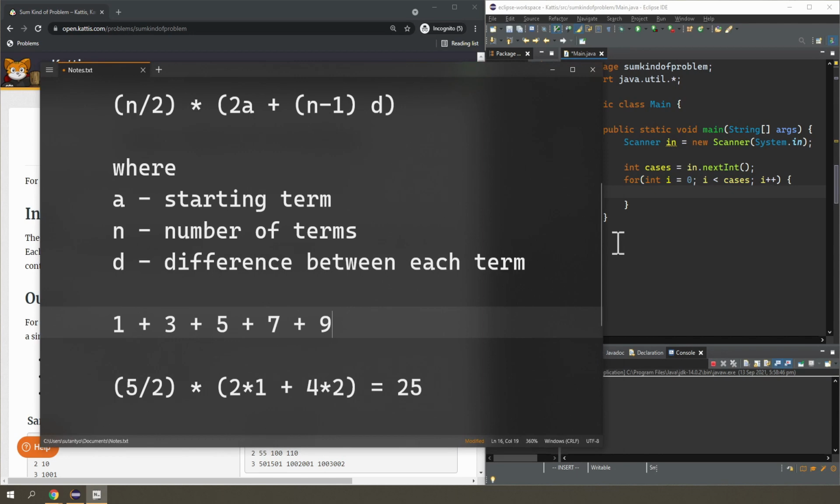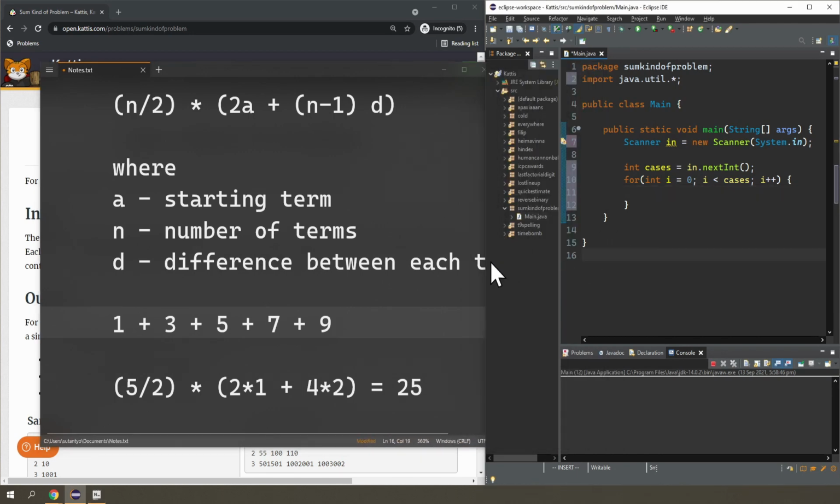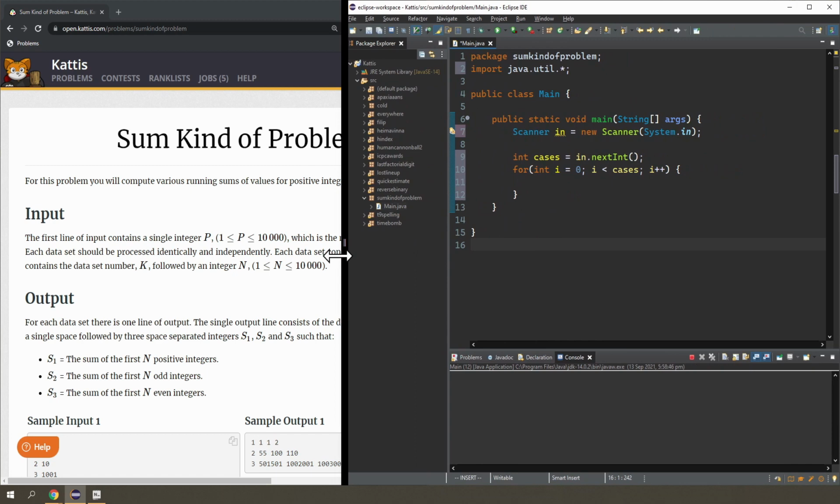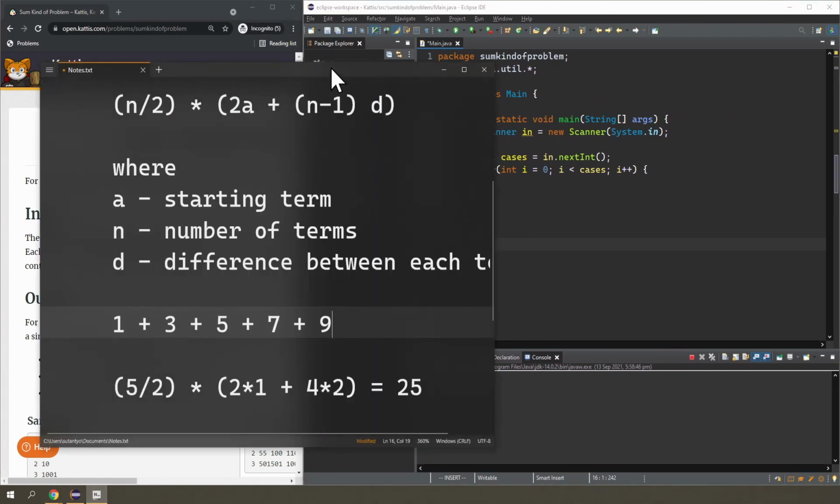Okay, so I need the formula here. Let's make this a bit to the left. Okay, that's the formula.